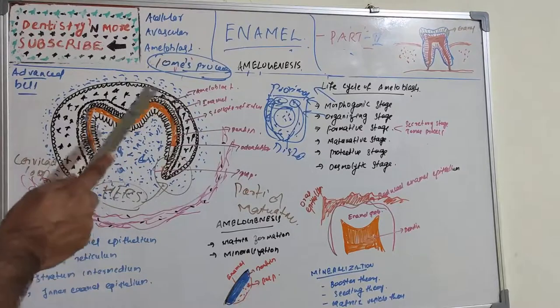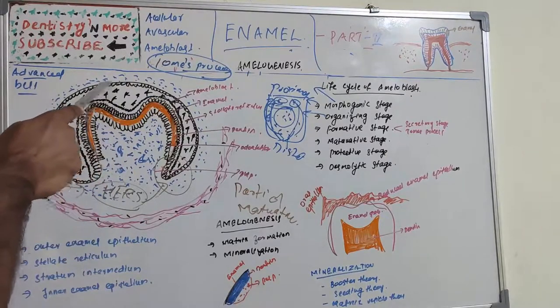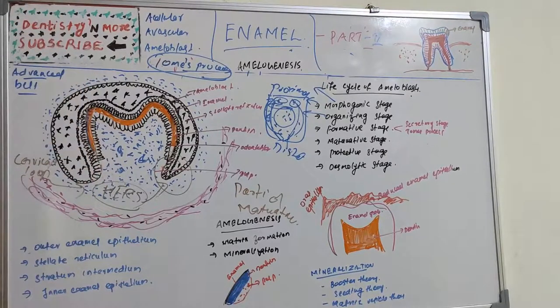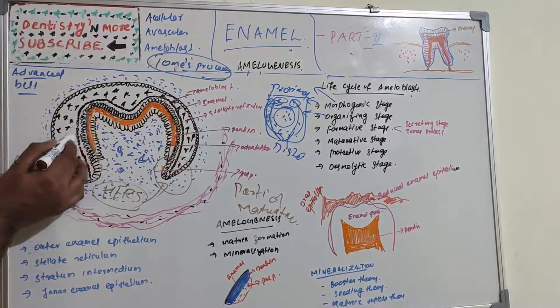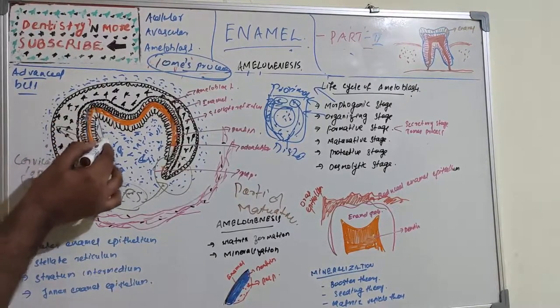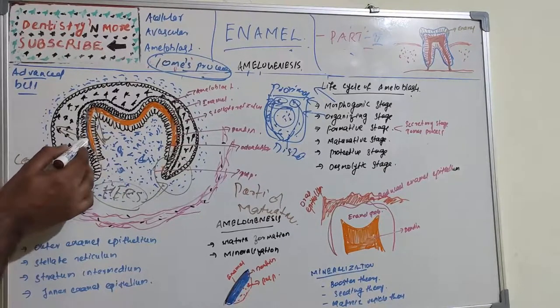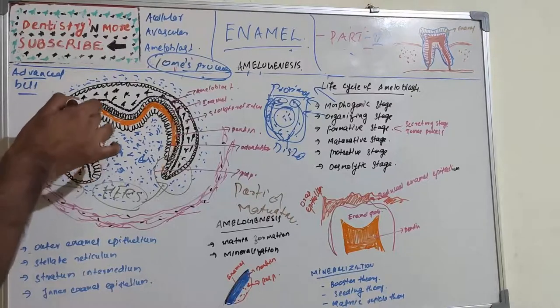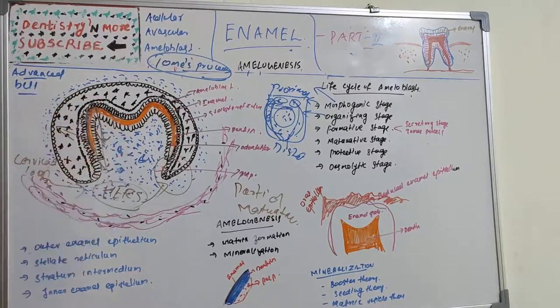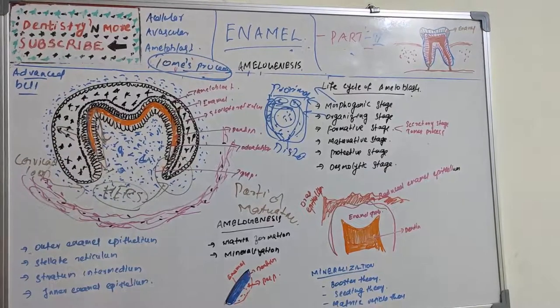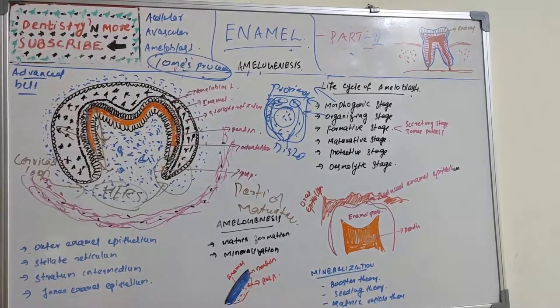And maturing of rods is from the cusp or incisal edge towards the cervical line. So it is happening in two directions, that is from here to here and here to here. Okay, one is from depth to the surface, and the other is from the cusp or incisal edge towards the cervical line. Okay, this is how maturation happens. So that is about maturation.